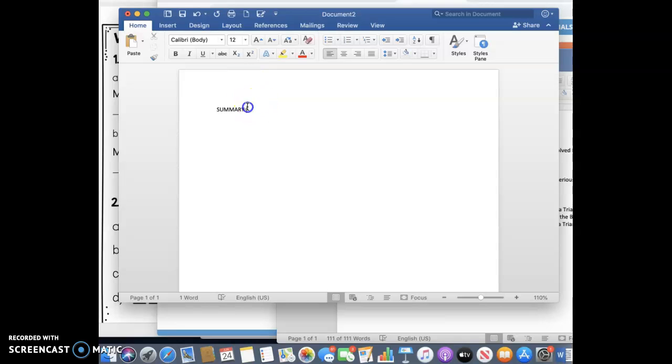Today we're going to be talking about how to write a good nonfiction summary. When we are writing any sort of summary, we are going to retell what we read, but in a shorter way. We really want to stay away from saying I read or I think. A summary is just a quick retelling of a story.